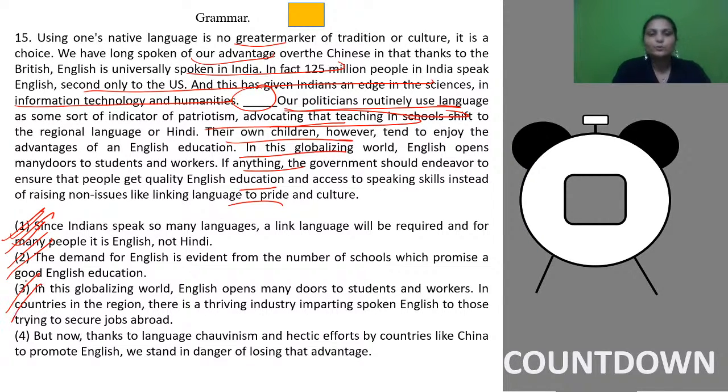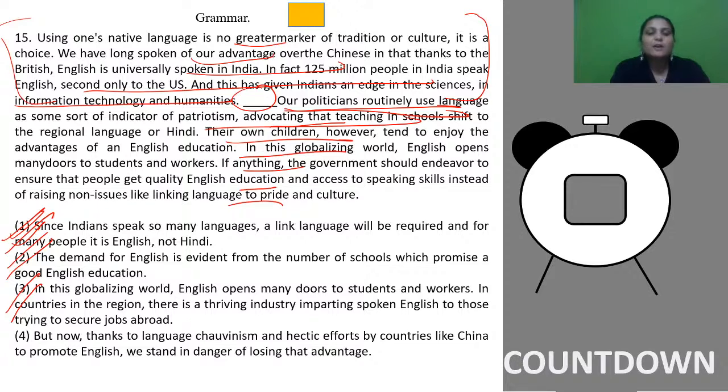Now, as I told you, there is a change in mood. In the first para, we talk about the advantage we have had because of English and why China is realizing that advantage and it wants to do better. So it might be fast catching up. And the next passage talks about a different tone, that politicians are using it to divide the country on the basis of patriotism, but that shouldn't happen. So option number 4, look at the change in the tone. Since these two passages are different, look at the change in the tone.